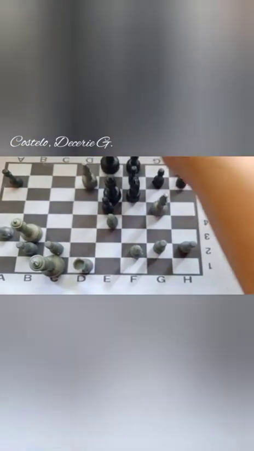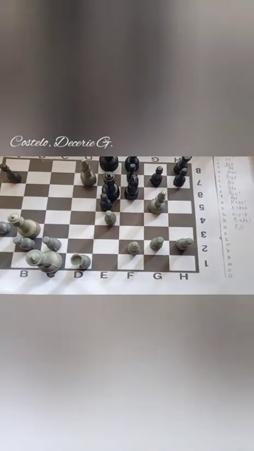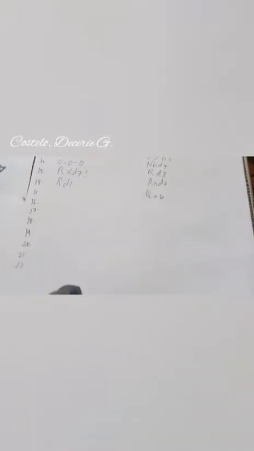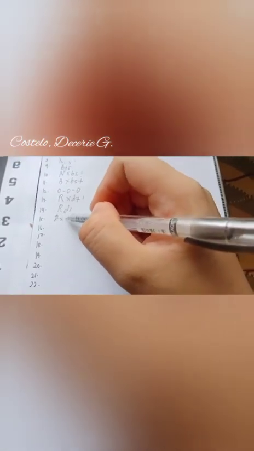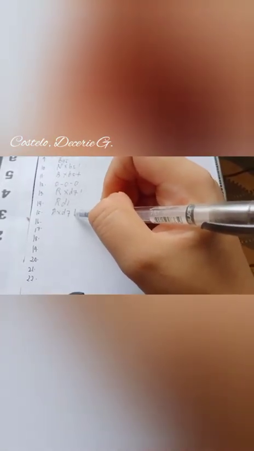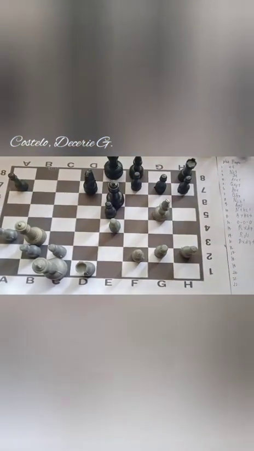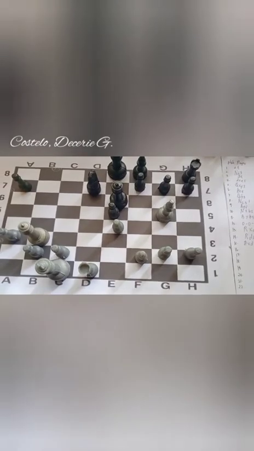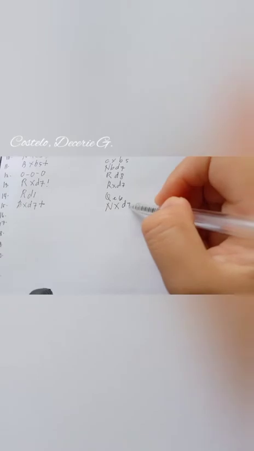Next we have the bishop captures the d7, then checks the black king. So we are going to write B, x for capture, d7, plus sign for the check. Next, the black knight captures the bishop on the d7. So we are going to write N, x for capture, d7.